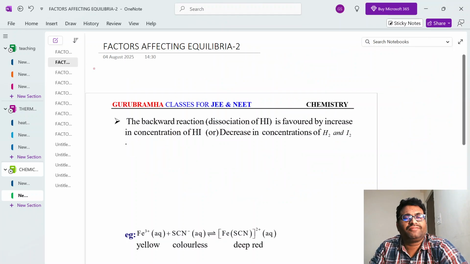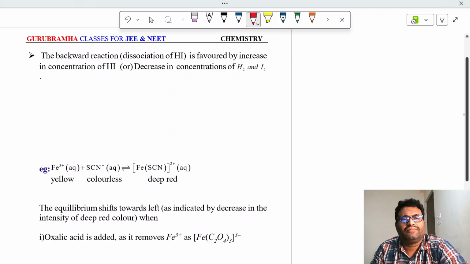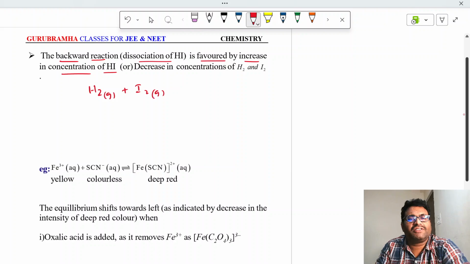Next, let us see the backward reaction. Dissociation of HI is favored by increase in the concentration of HI. So H2 gas plus I2 gas gives rise to 2HI.